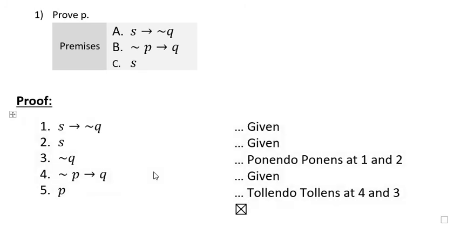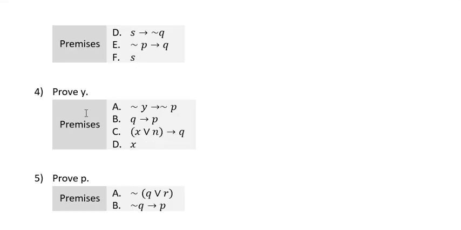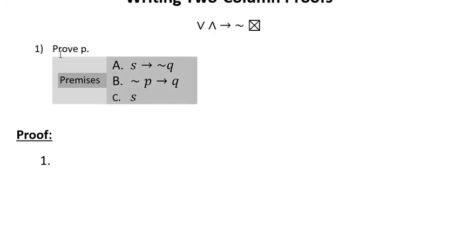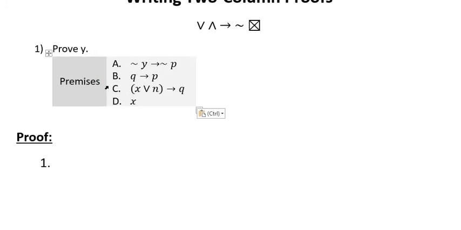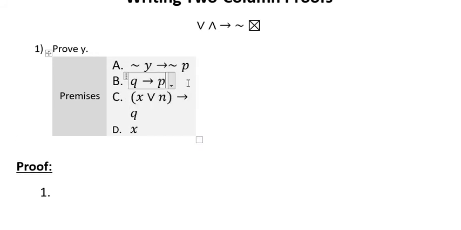Let's try doing another one. Let's try this one. It looks a little bit difficult. My goal in this case is not finding P. I'm trying to find letter Y, statement Y. And they give me these premises. So what do I have to do in this case?